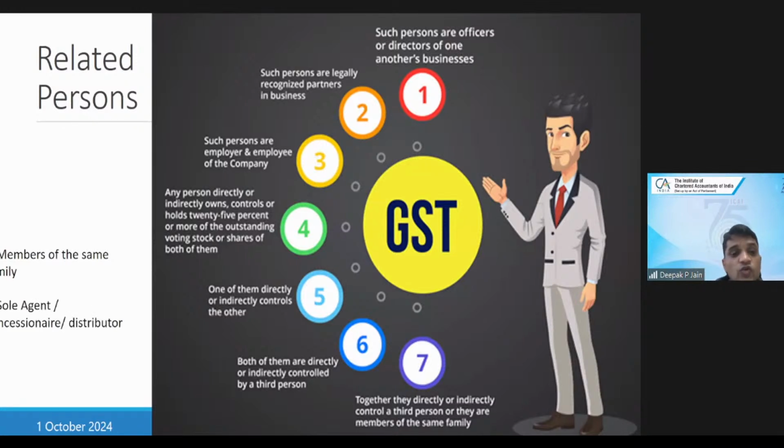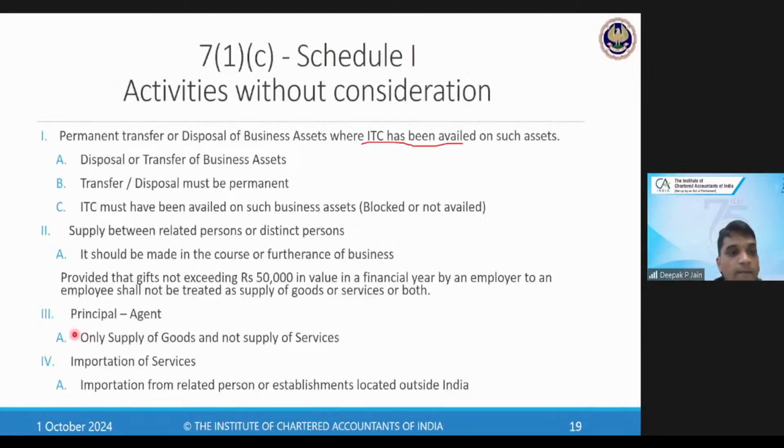Then if there's any sole agent, concessionaire or distributor, which means if I'm having only one agent to distribute my products, it need not be the sole agent for the whole of India. For one region, for one locality, if you have one sole agent, then he is also related. So these are the related parties which have influence, and any kind of transaction between these related parties, supply between related persons, also will be without consideration.